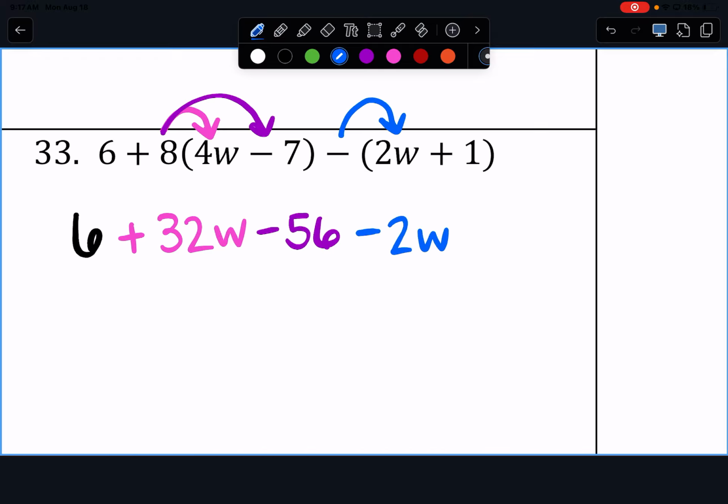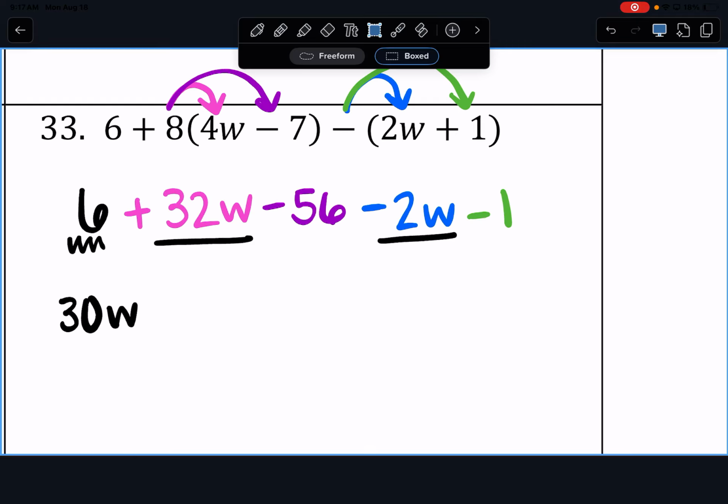So, does 32w have any like terms? So what is 32w minus 2w? You can put the 6 first. I did it that way solely because in our answer, we are going to put our variable term first. But if you would have started with that, that's fine too, because you go variable term, constant term. All right, does 6 have any like terms? And so what is 6 minus 56? Negative 50. What is negative 50 minus 1? Negative 51.